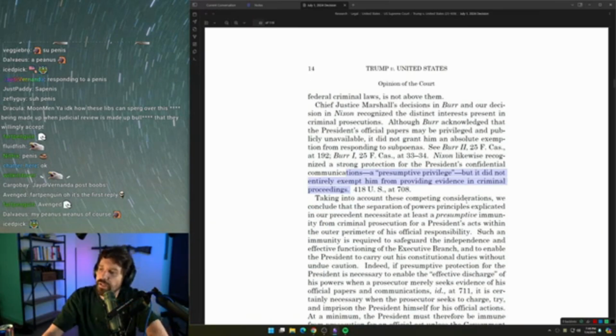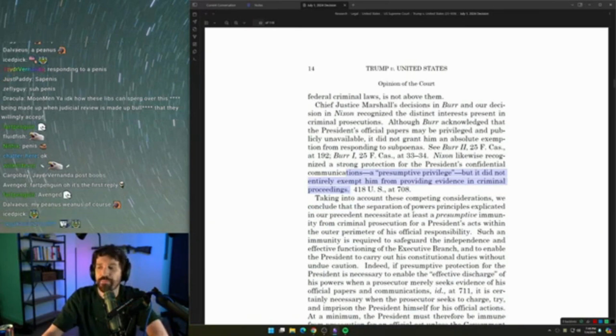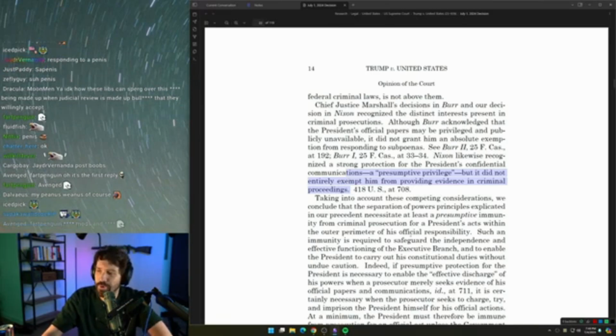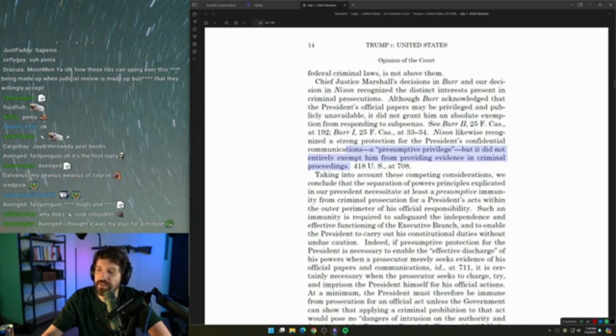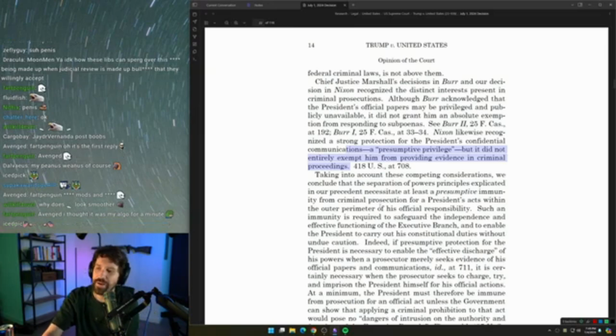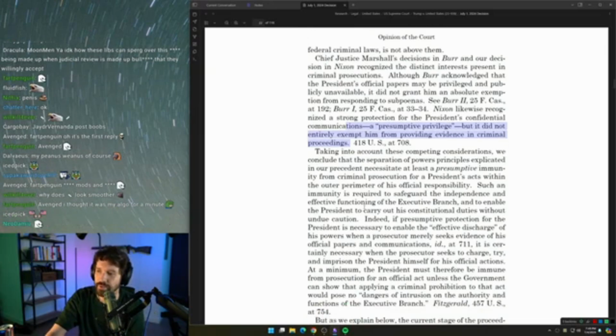Taking into account these competing considerations, we conclude that the separation of powers principle explicated in our precedent necessitates at least a presumptive immunity from criminal prosecution for a president's acts within the outer perimeter of his official responsibility. Such immunity is required to safeguard the independence and effective functioning of the executive branch and to enable the president to carry out his constitutional duties without undue caution.